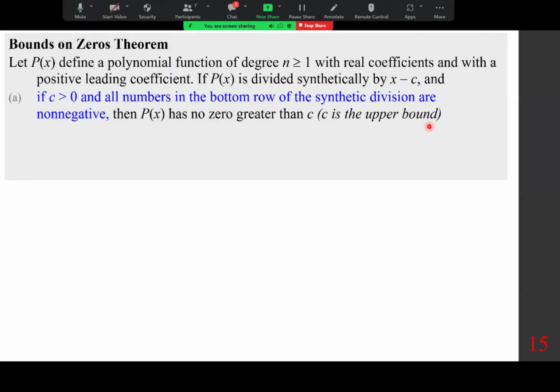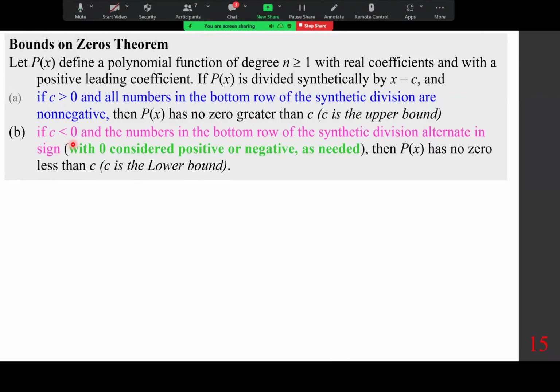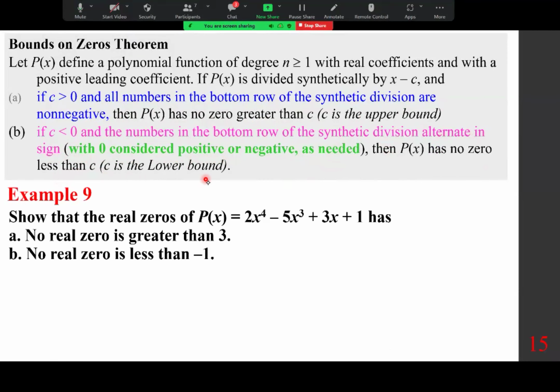In other words, when we look at the result, if c is less than 0 and the numbers in the bottom row of the synthetic division alternate in sign, with 0 considered positive or negative as needed, then P of x has no zero less than c. c is the lower bound. So a simple example to make sure we understand what this theorem says.